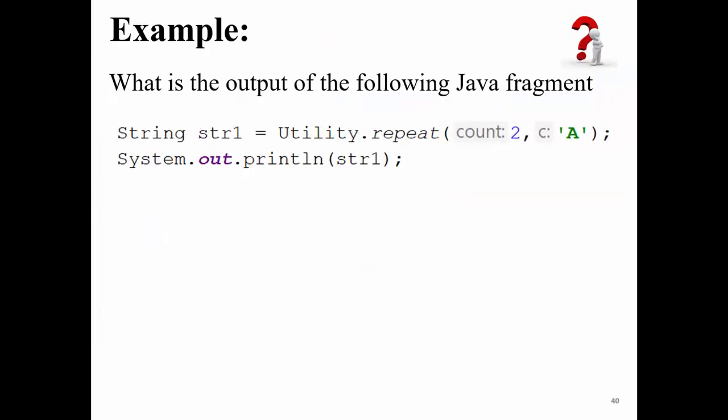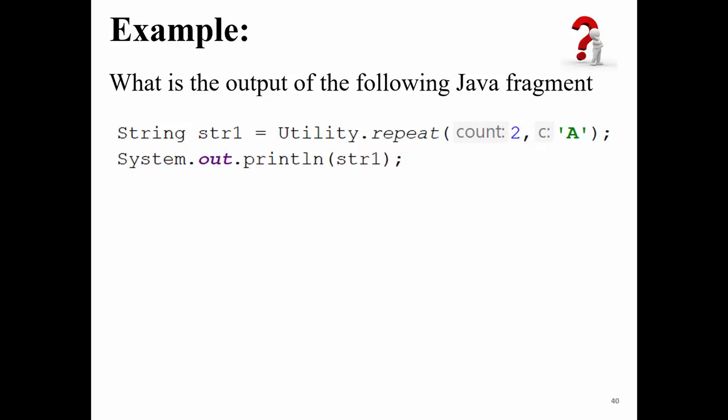How can I use this one? I can define a string str1 = Utility.repeat. I give count 2 and then I give a character a. It's very important to know that when I have a data type, I give a literal value that is compatible with the data type. I didn't put double quotation around a because in my method I have a character, so I have to use one quotation. Otherwise there would be a problem, a compilation error.